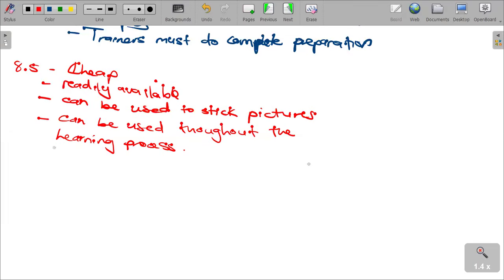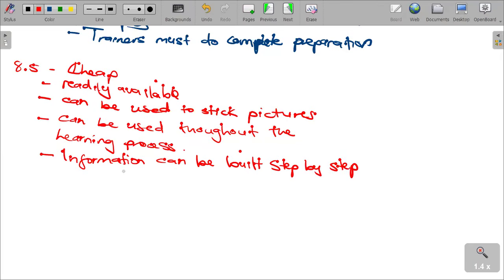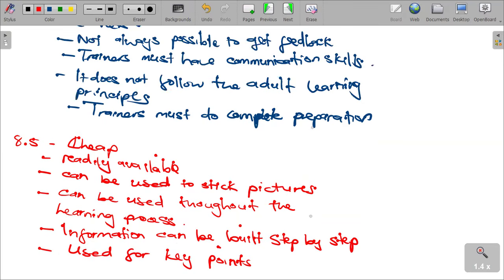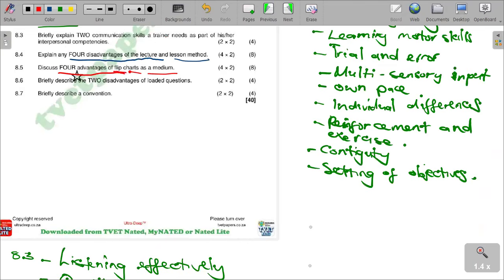Right. Information can be built step by step. And lastly, it is used for key points. Right. Let's move on to 8.6. Briefly describe two disadvantages of loaded questions.